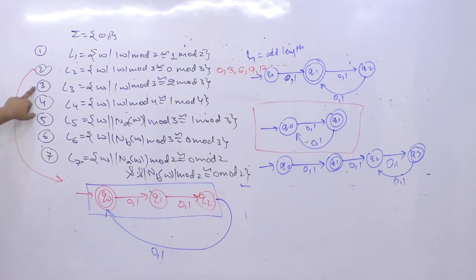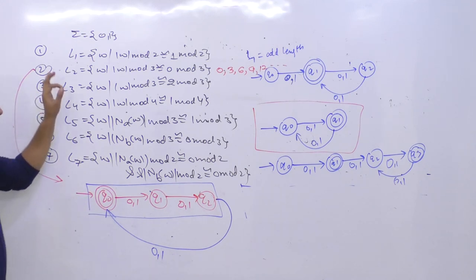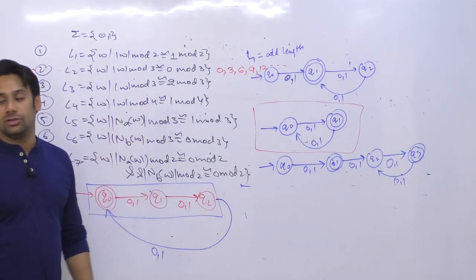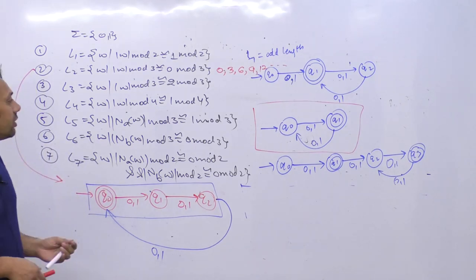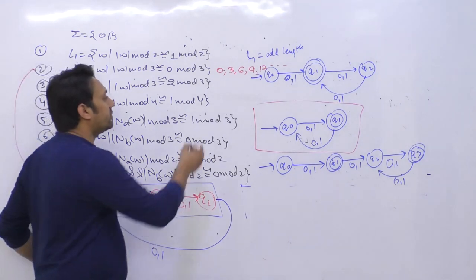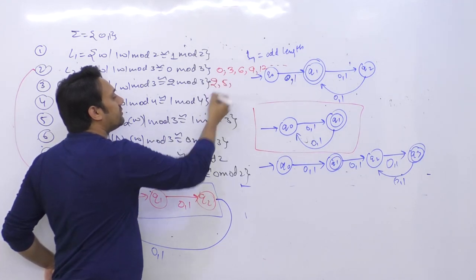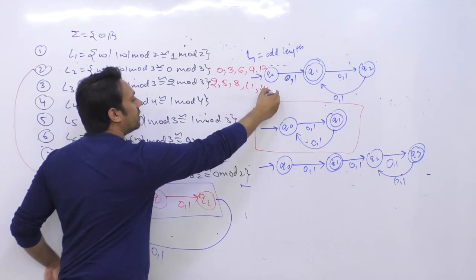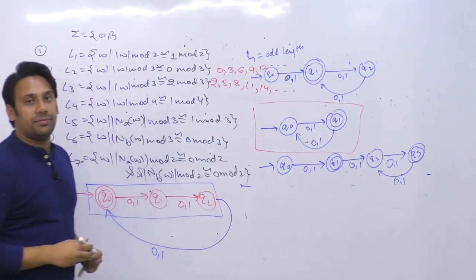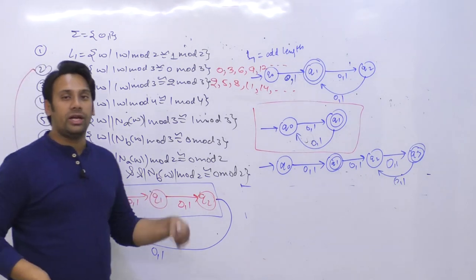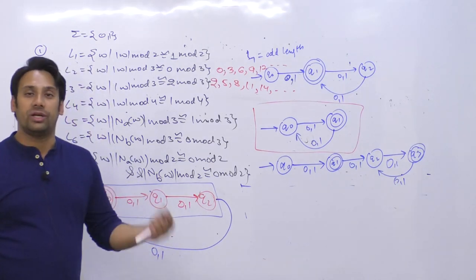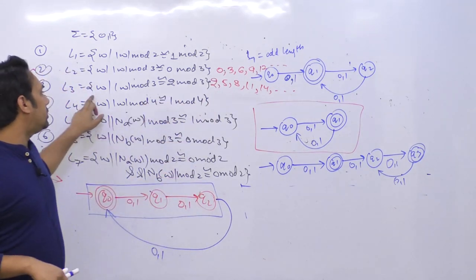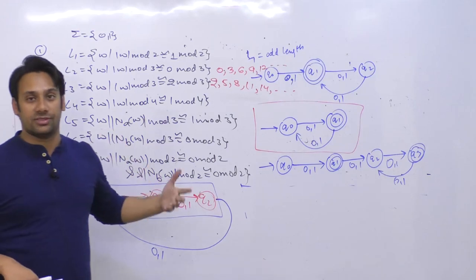But if you look at problem number 3, what we want is, if we divide the length of the string by 3, the remainder should always be 2. And when can you get a remainder always 2? You can get remainder 2 when the length of the string is 2, or 5, or 8, or 11, or 14, and so on. Whenever the length is 2, 5, 8, 11, 14, 17, 20, then you should accept it, otherwise you should reject it.